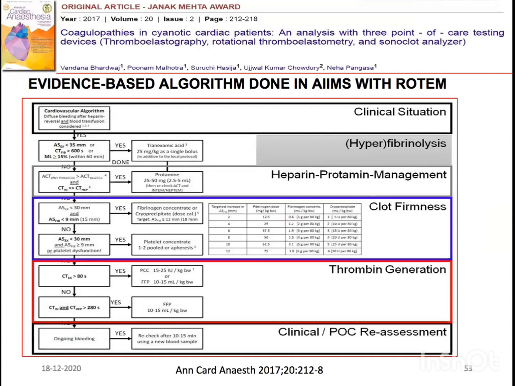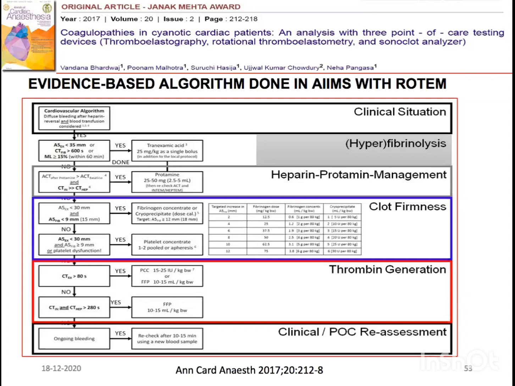We've prevented hyperfibrinolysis. We've had no problem with heparin protamine management. We've seen clot firmness beautifully on Sonoclot in the initial days between 2014 to 2017. And then from 2017 to 18, we used TEG. From 2018 till 2020, we've been on ROTEM.